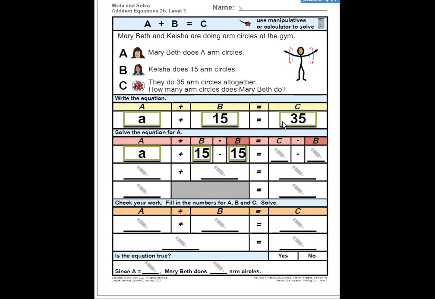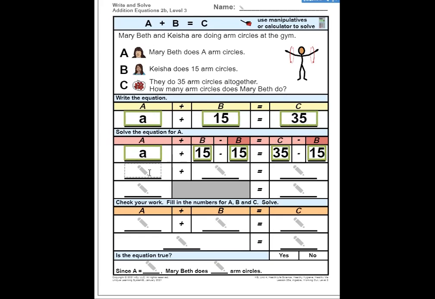What did we say C is? Very good. 35 minus B. What is B? 15. Okay. All right. Let's come on down. Bring everything down. Our A. A is still A. We have not gotten a determinant for A yet.